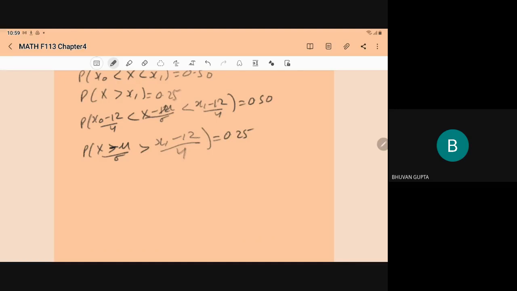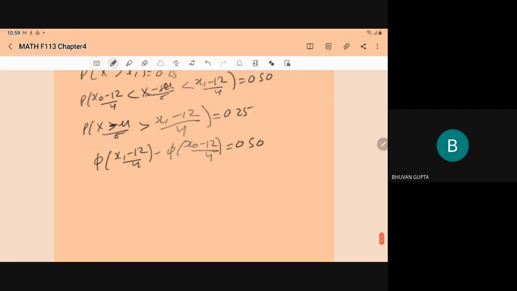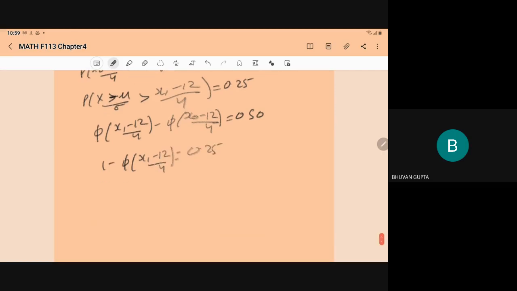So from the first we can write phi of (x1 minus 12)/4 minus phi of (x naught minus 12)/4 is equal to 0.50, and from the second we can write 1 minus phi of (x1 minus 12)/4 is equal to 0.25. So it will become phi of (x1 minus 12)/4 is equal to 0.75. So now we look for the value of 0.75.